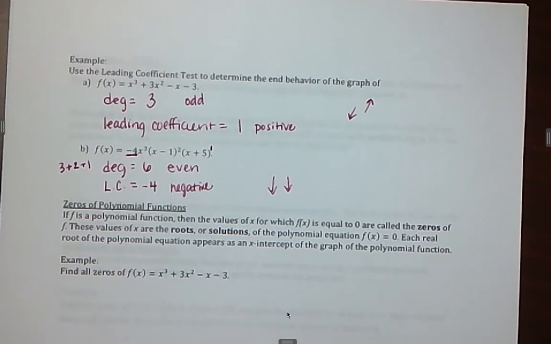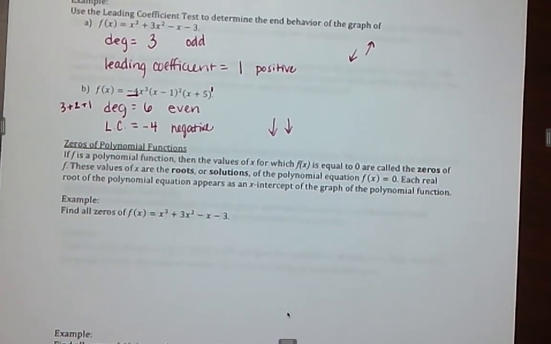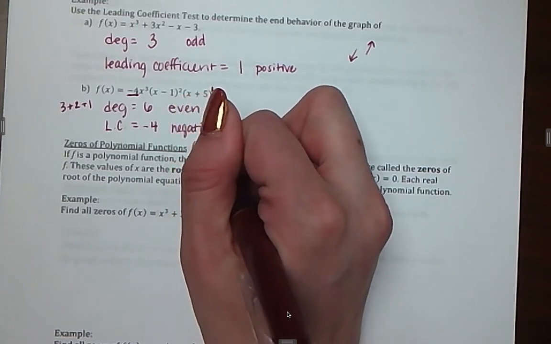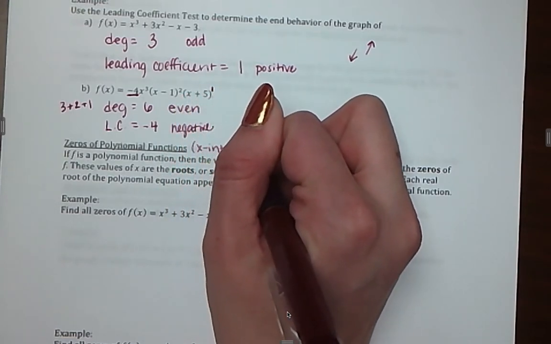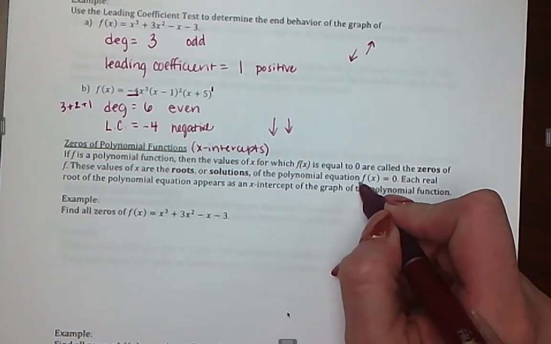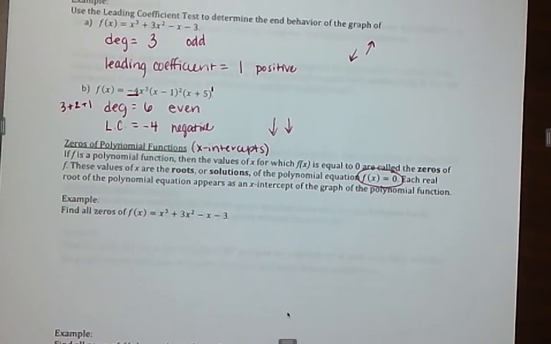The other thing we're going to use is the zeros of the polynomial function. We looked at this when we looked at parabolas. Zeros are the same thing as x-intercepts. So in order to find an x-intercept, remember we set our function equal to 0, and then factor. These you will be able to factor.